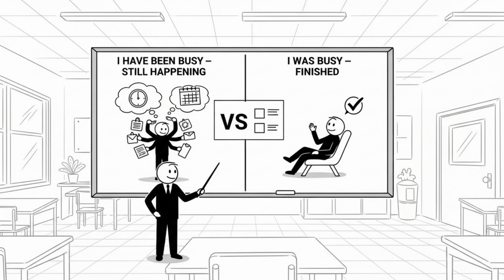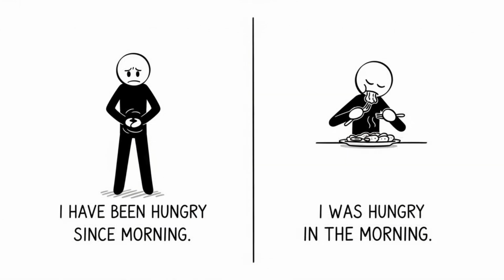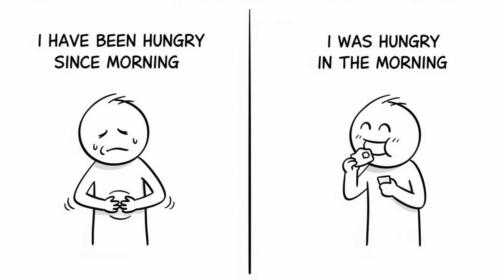Listen to this example carefully. "I have been hungry since morning." This means you are still hungry now. But "I was hungry in the morning" means you were hungry earlier, but you probably ate already. One sentence connects the past with the present. The other talks only about the past.